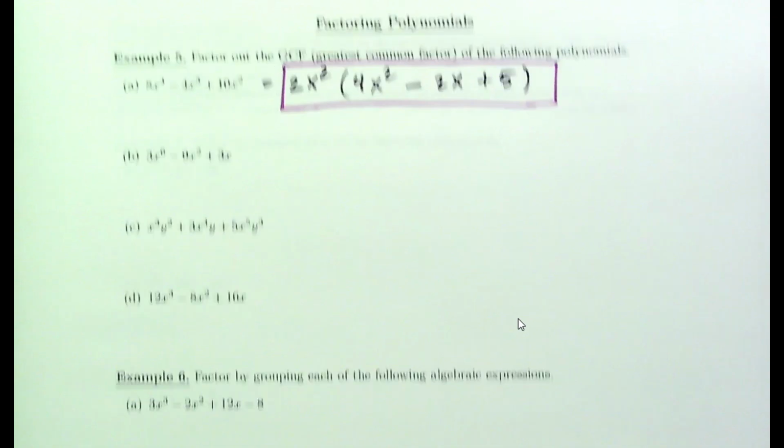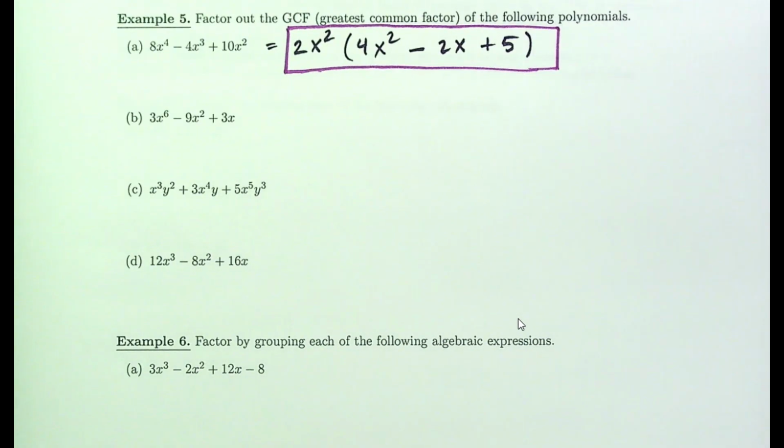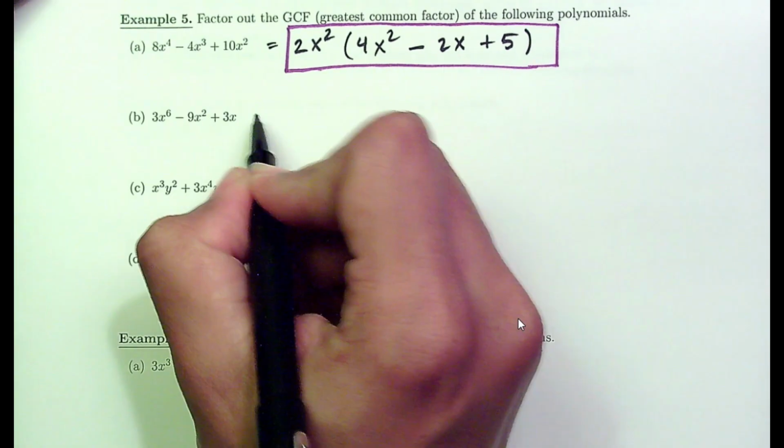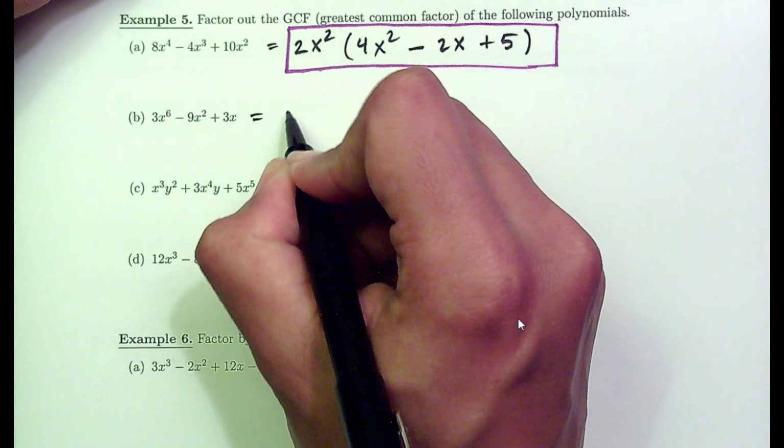Okay, now let's do another example. 3x to the 6 minus 9x squared plus 3x. First, start with the coefficients. Look at the coefficients: 3, 9, and 3. You can ignore the sign. The biggest number that goes into all of them at the same time is just 3. So for the coefficients, the GCF is 3.